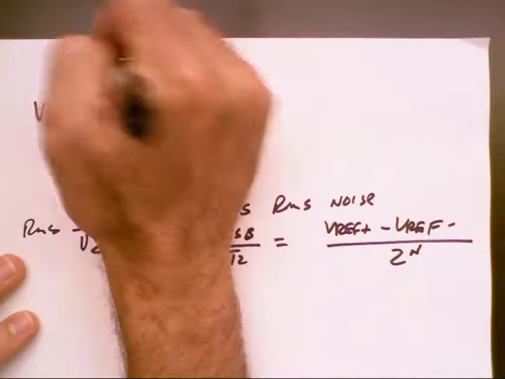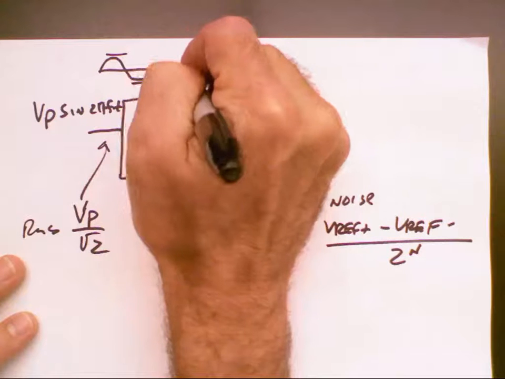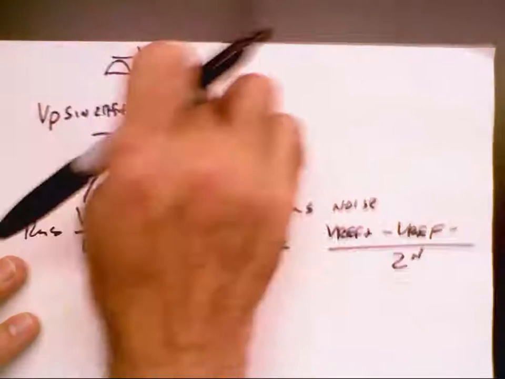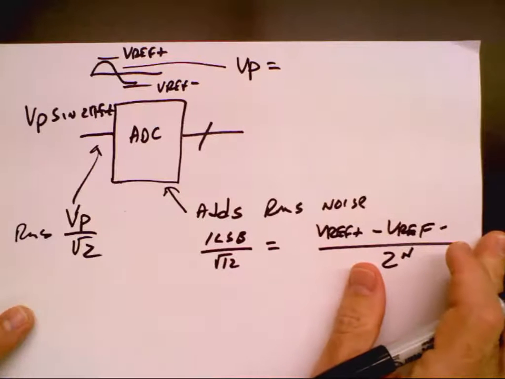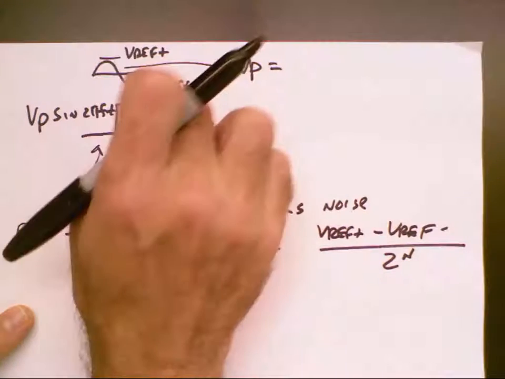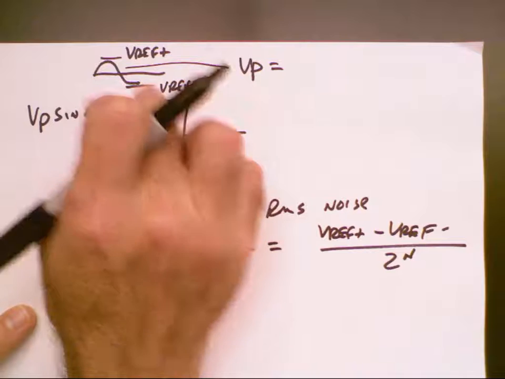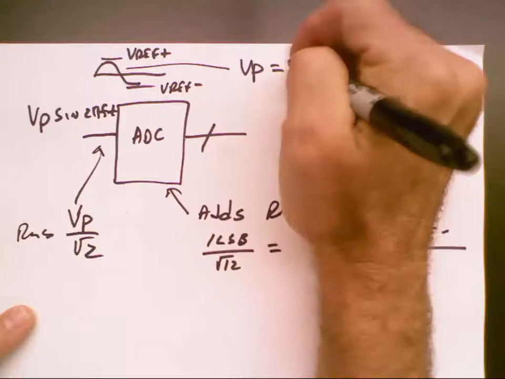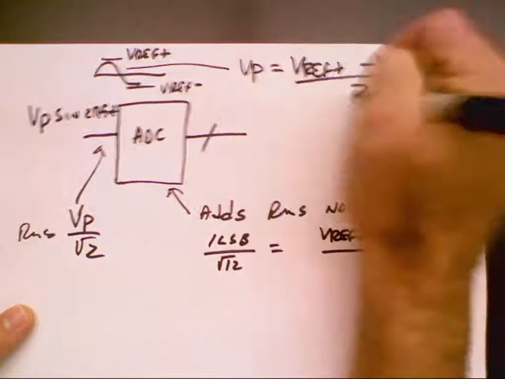So if I have a sine wave coming in here, I know the minimum I can go down to is Vref minus, and the maximum is Vref plus, and it's right around (Vref plus minus Vref minus) over 2. So what is this peak amplitude here? Okay, what's the difference between the two? It goes up the same amount as it goes down. It's swinging around the common mode. So what's this peak voltage in terms of Vref plus and Vref minus? Yeah, it's just (Vref plus minus Vref minus) over 2.